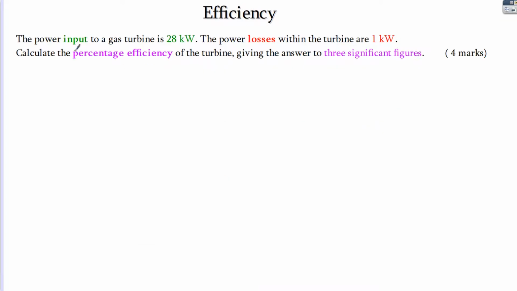The power input to a gas turbine is 28 kilowatts. The losses in the turbine are 1 kilowatt. Calculate the percentage efficiency of the turbine, giving the answer to 3 significant figures. And there's 4 marks for this, so it's a gift really, in my opinion, compared to some other questions. These are 4 marks that I hope you all should get.